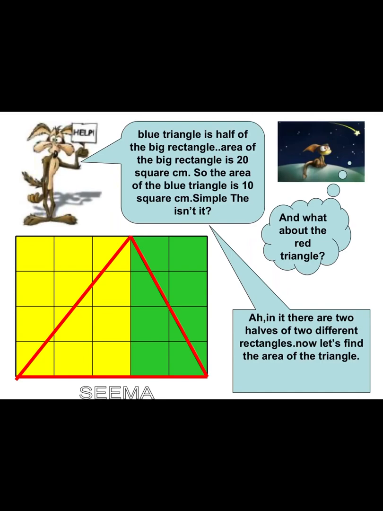Now, let us find out the area of the blue triangle. Yes, I have found it out. The blue triangle is just half of the big rectangle. The area of the big rectangle is 20 square centimeter. So the area of the blue triangle is? Yes, it is 10 square centimeter. Simple, isn't it?